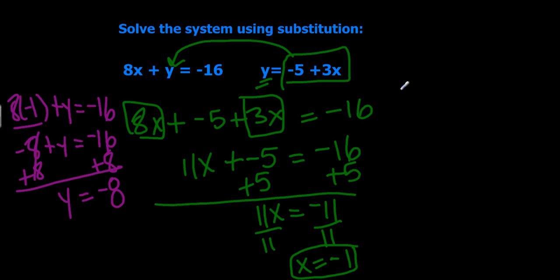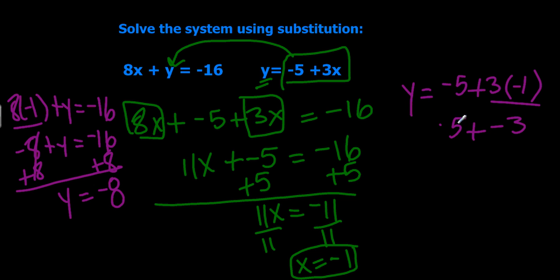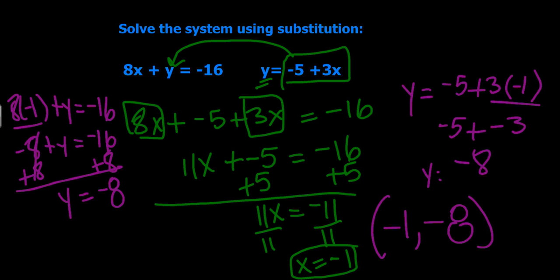And so now I do the same over here. I'm going to fill in for my x, and I fill my negative 1 in for my x. I do my multiplication, negative 5 plus negative 3. And then negative 5 plus negative 3 is negative 8. So once again, I get y equals negative 8. So my solution to this system would be negative 1, negative 8.